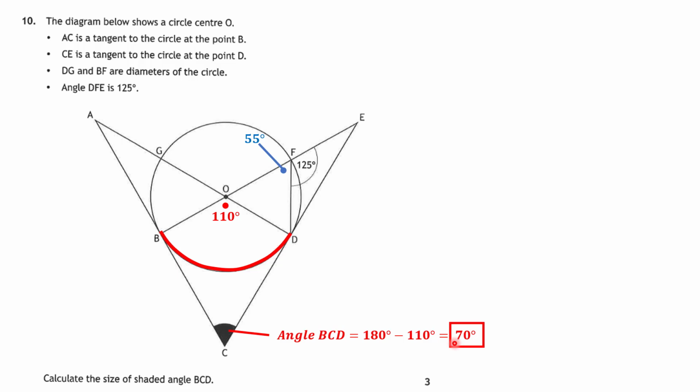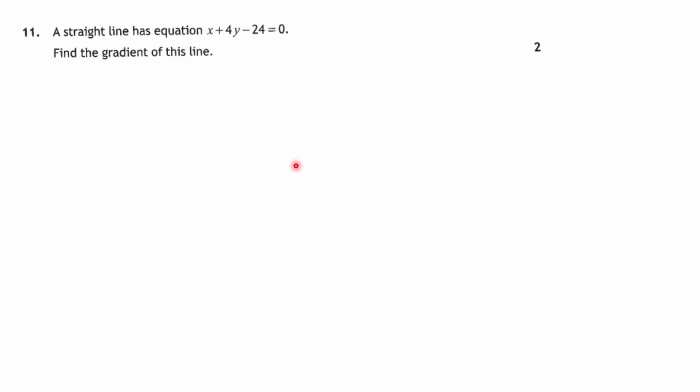Okay then, question 11. Worth 2 marks this question. It says a straight line has this equation, we want to find the gradient. Now the first thing you should always remember is, we know that if you can write the line as a single y equals mx plus c, then m is the gradient. So let's do that. Let's tidy this up. There's my equation. What I'm going to do is move everything that's not y to the right hand side. So negative 24 becomes plus 24 and x becomes take away x.